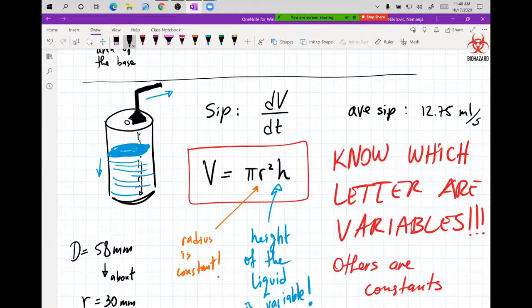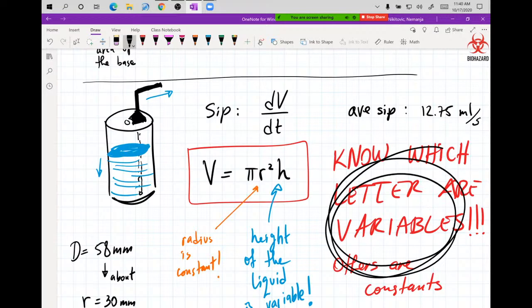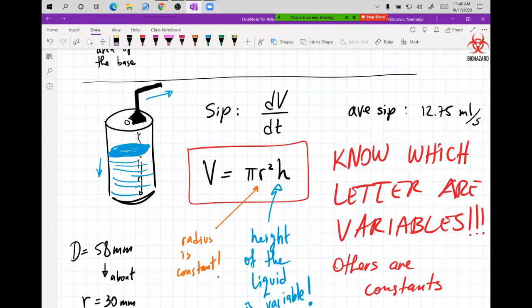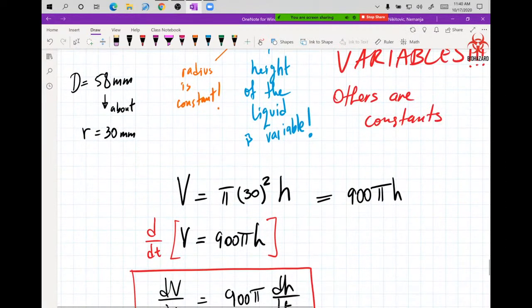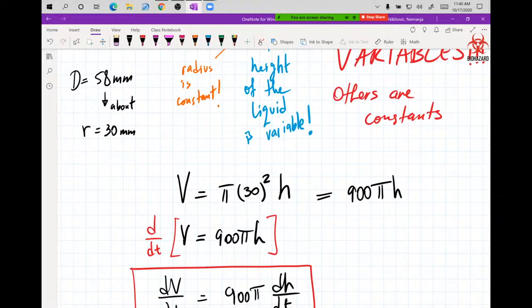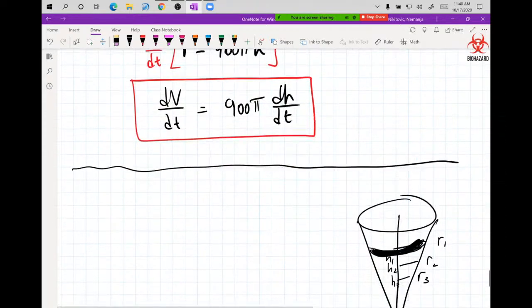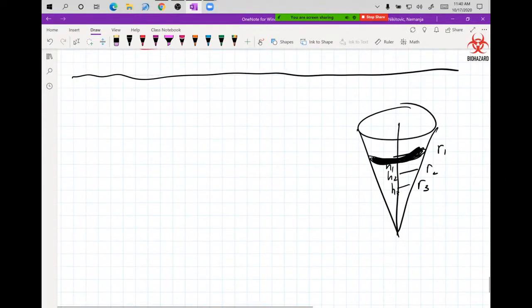Because for our soda can, R was fixed at all times. It was not a variable. Therefore, I wrote this on a side because you always have to be very careful about that. And because R was a constant, always the same radius, I was able to plug that inside the formula and just treat it as a 900 constant, drag it around. But now for the cone, radius is no longer a constant. So we will have the product rule.